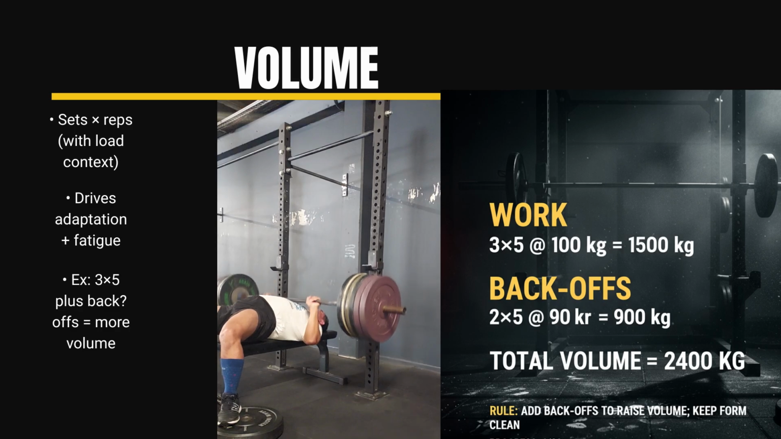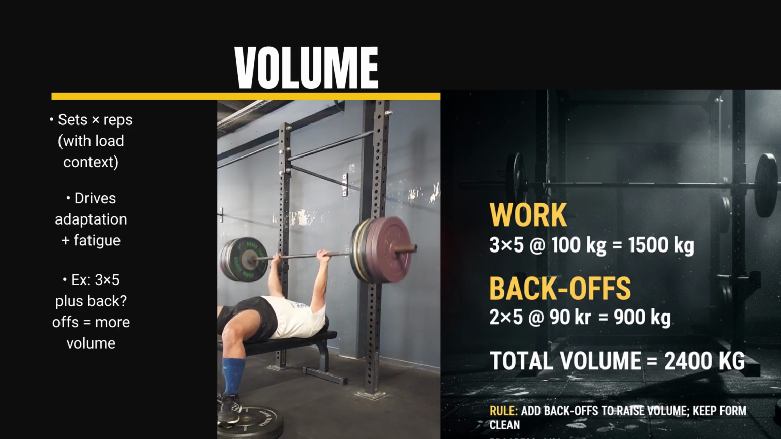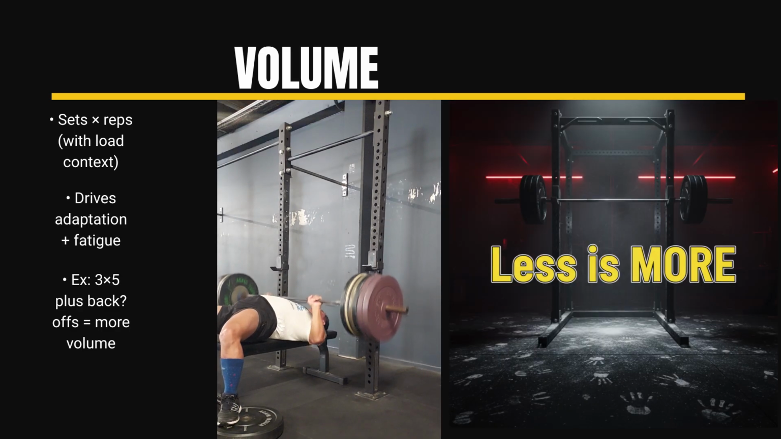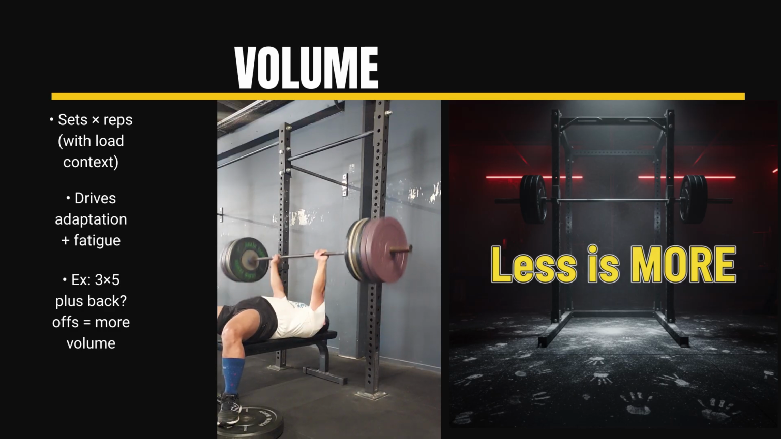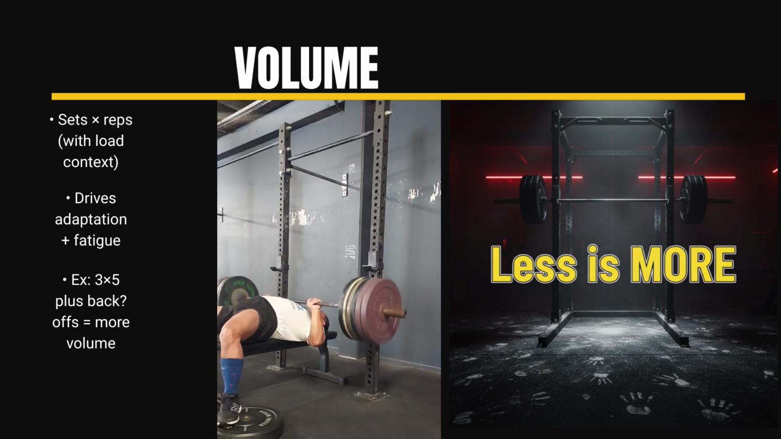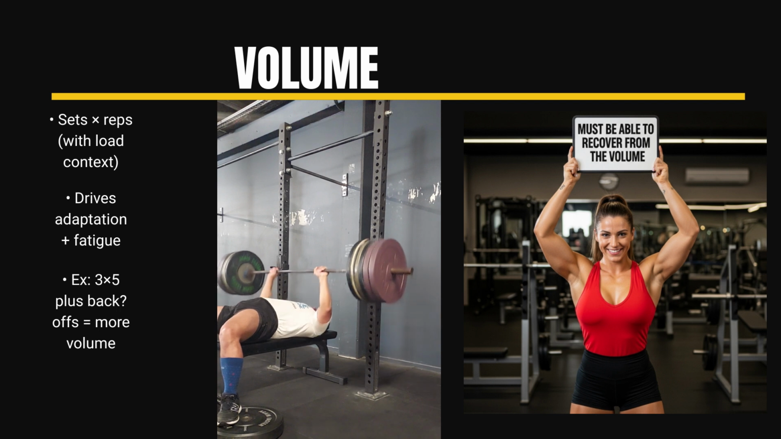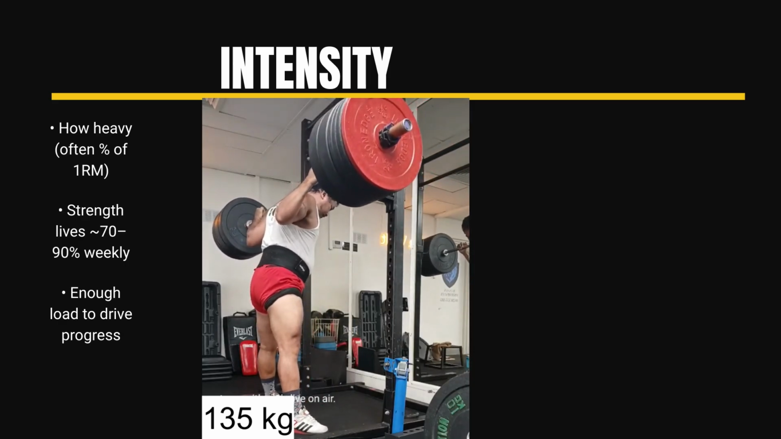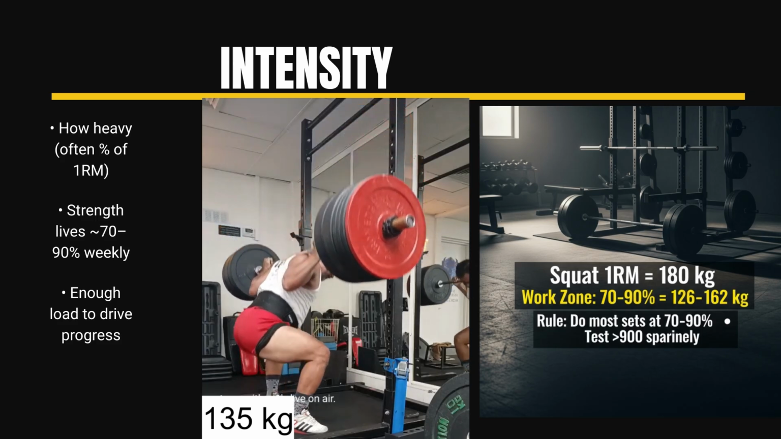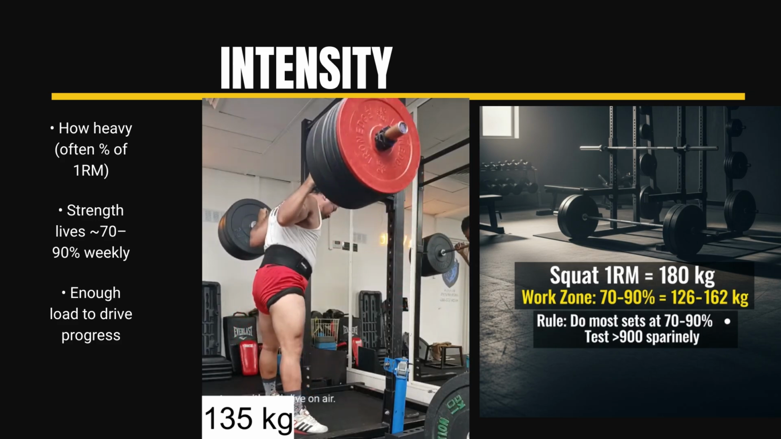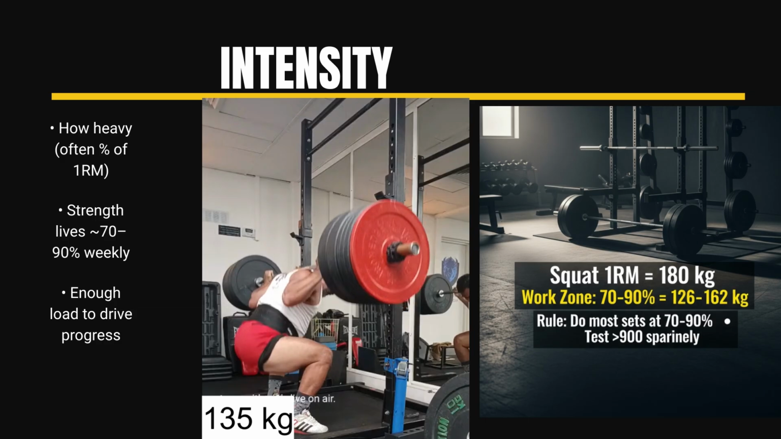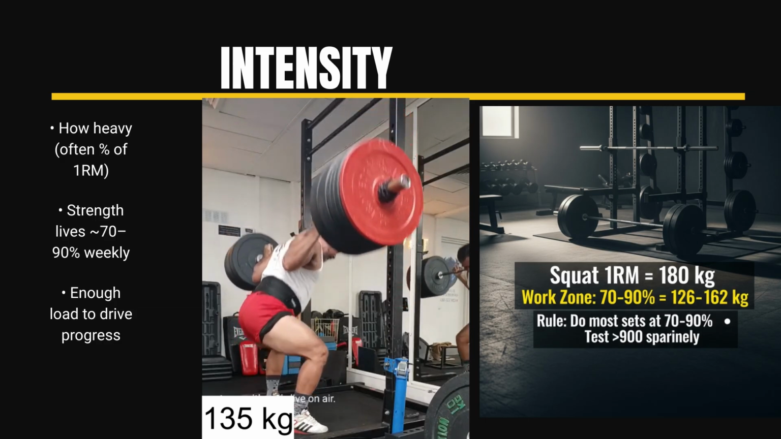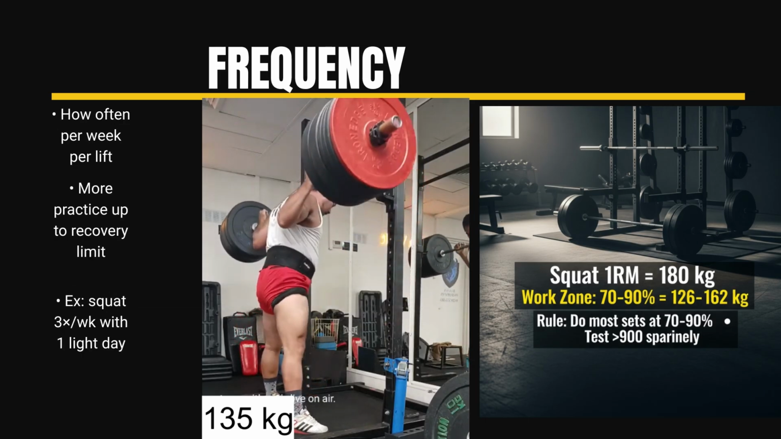Training volume, total work. Usually sets times reps with load in mind. More is not always better. Recoverable is the key. Squat, 3 sets of 5 is 15 reps. Add 2 back-off sets and you increased volume. Intensity, how heavy the bar is, often a percent of 1 rep max. Strength needs enough intensity to drive adaptation. Most main work should live between 70 and 90% across the week.